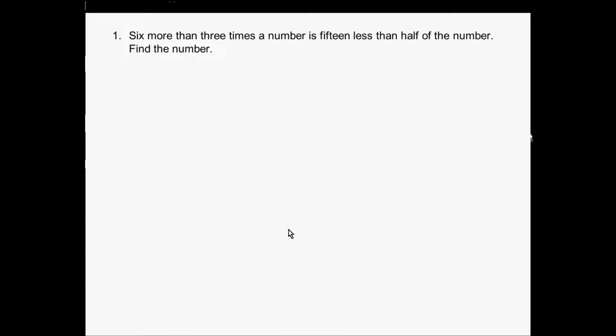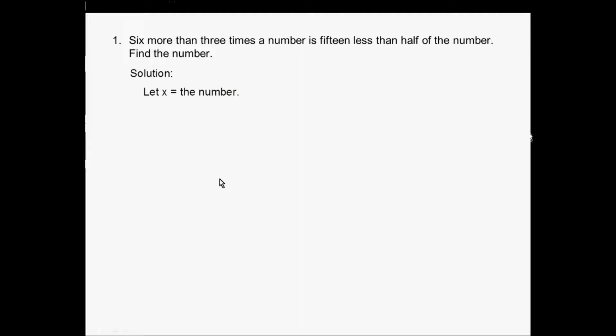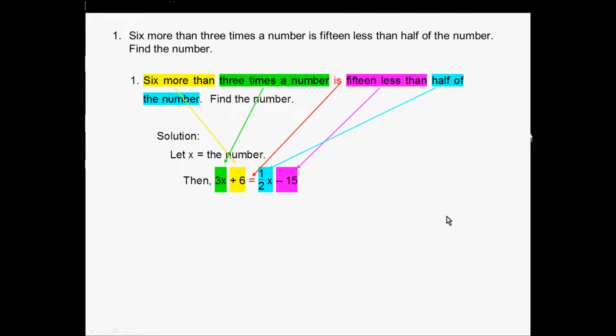Again, I've got 6 more than 3 times a number is 15 less than half of the number. We're going to find the number. For lack of a better name, let me call the number x. So again, I'm looking for 6 more than 3 times a number is, okay, there's my equal sign. So 6 more than 3 times a number, 3x plus 6 equals, okay, 15 less than half the number, 1/2 x minus 15. So this is where everything is coming from.